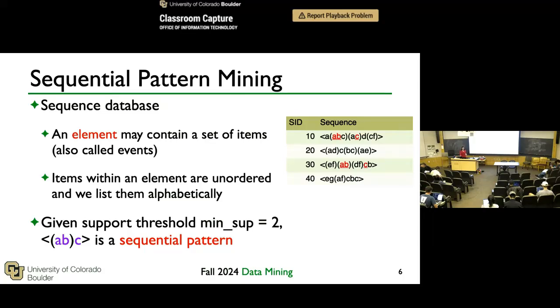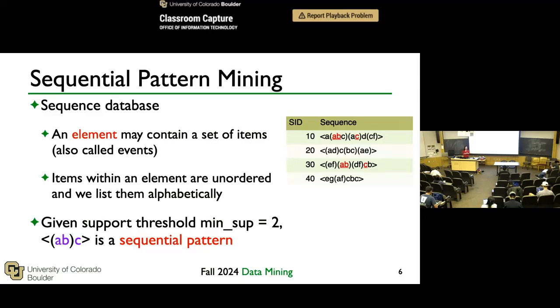So the definition is simple, okay? But compared with frequent item set mining, do you think finding the sequential pattern is of similar complexity, or more? Which one has a higher complexity? Similar, or is one higher than the other?